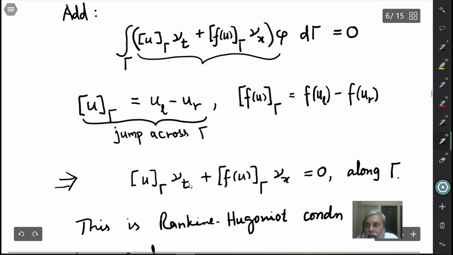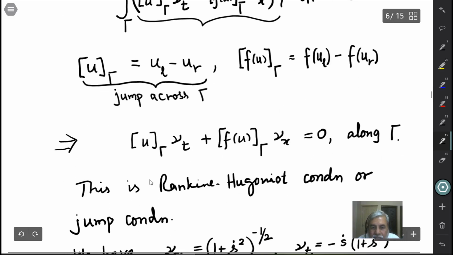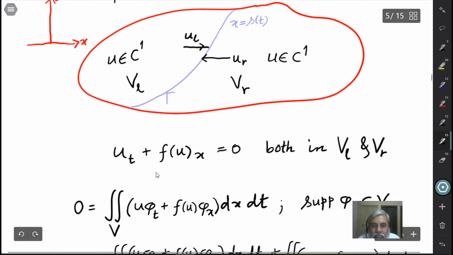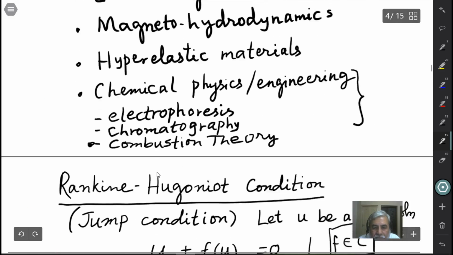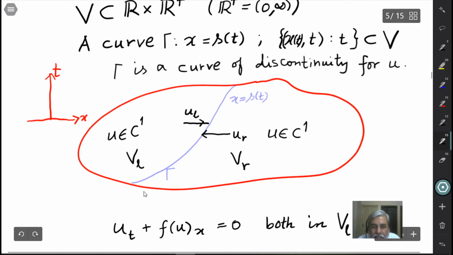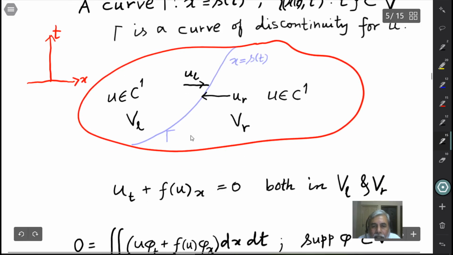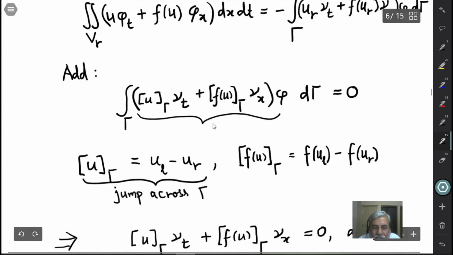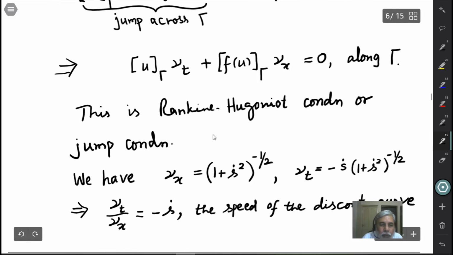And this is referred to as the Rankine-Hugoniot condition or simply the jump condition. So any weak solution of the given conservation law, that's a first order PDE, having a discontinuity along a curve, and smooth on either side of that discontinuity curve, must satisfy this. So this is a necessary condition. It must satisfy this Rankine-Hugoniot condition.